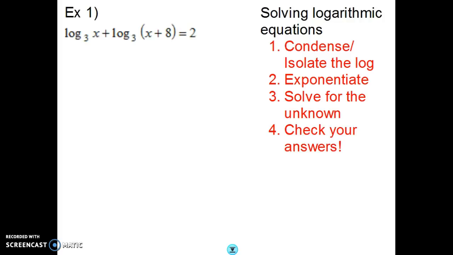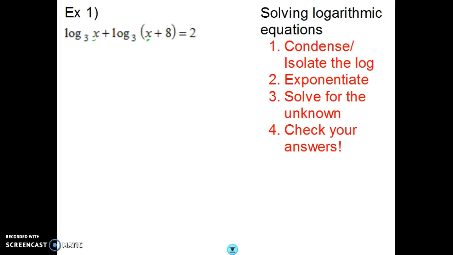Moving on to solving logs. So these are logarithmic equations, which means that our variables are stuck inside of the logs instead of inside of the exponents. So remember, when we're solving these, our first step is to condense and sometimes also isolate the log. That means applying those properties we've been using in class. Second step is to exponentiate. We'll get there when we get there. Then again, solve for the unknown. And in these problems, it's even more important to check your answers, and we'll see why in a second.